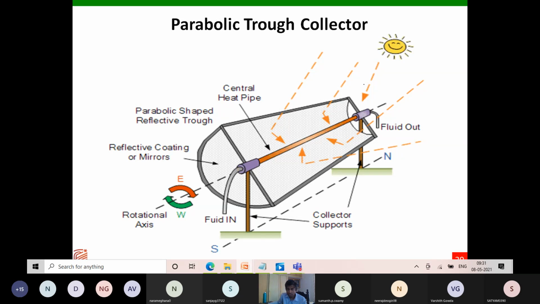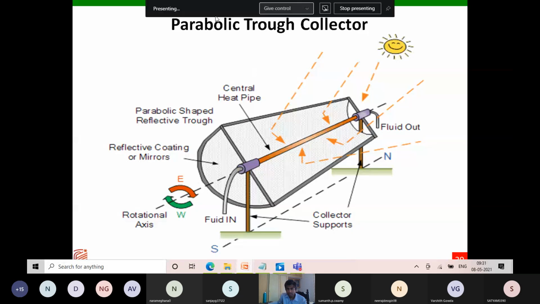You can see how this parabolic trough collector is located. It is located along the north-south direction, so that the sun's energy, which is coming from the east or west direction, hits the collector. So this is the best direction in which we can keep the parabolic trough collector. It has a reflective coating or mirrors to help in the reflection of the sun's energy. This is the rotational axis of the parabolic trough collector.